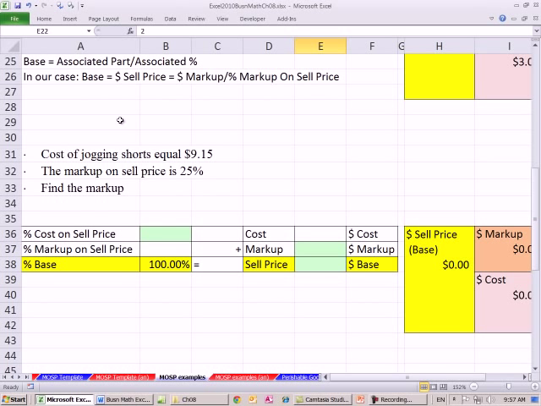All right, so cost of jogging shorts equals $9.15. The markup on sell price is 25%. Find everything else, right? So we're given 2 bits of information. We have our template. We know that the base is sell price. So we have that 100% just sitting there or typing it in. All right, so our cost, $9.15.